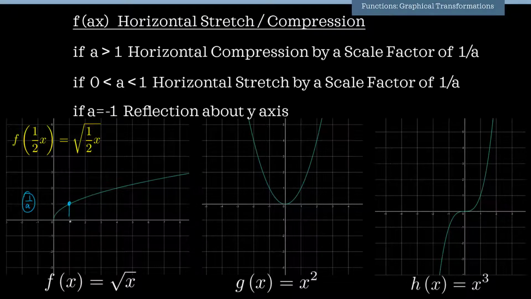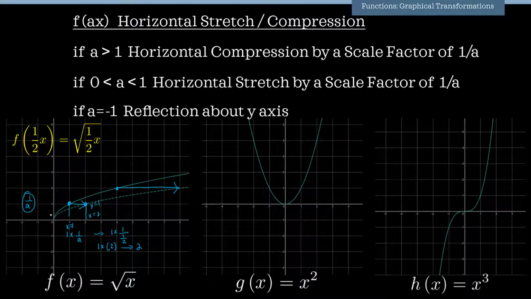The x coordinate at this point is 1, so I'm going to multiply 1 by 1 upon a, and the value of a is 1 upon 2. So 1 times 1 upon 1 upon 2, which is the same as saying 1 times 2. And 1 times 2 is 2, so this point is going to move over here when the x coordinate is 2 and the y coordinate is 1. Similarly, the x coordinate of each point on this graph of f of x is going to get multiplied by 2. So after this transformation, my graph is going to look like this.